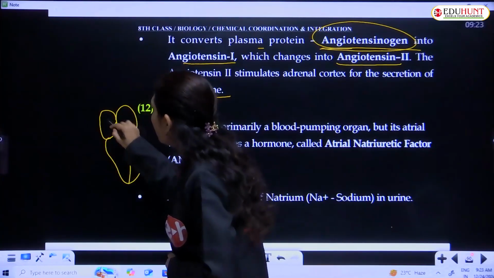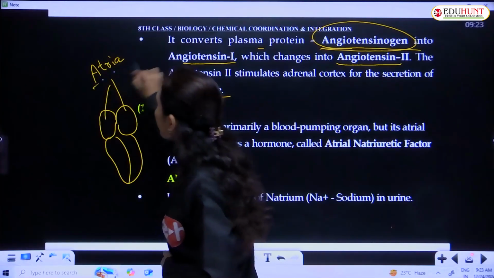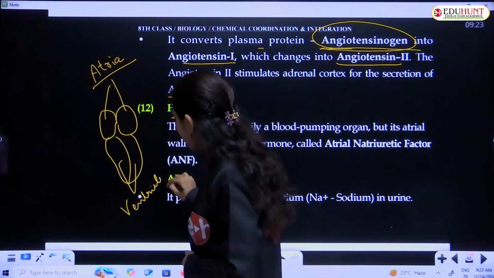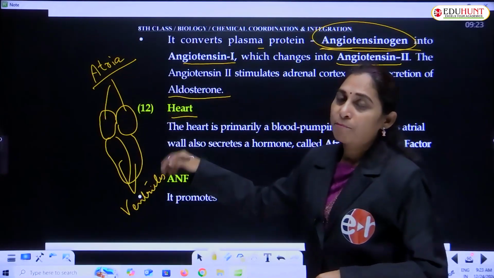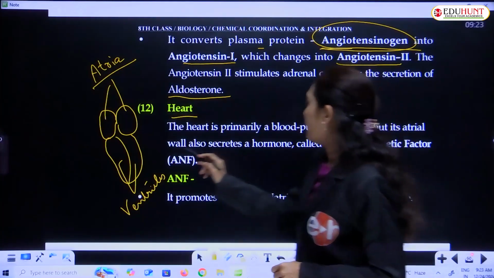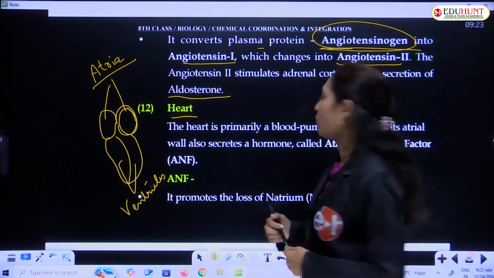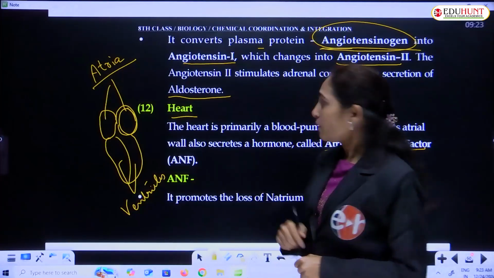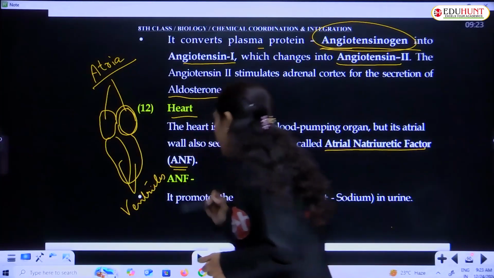These are the 2 atria, auricles, and these are 2 ventricles. It is the blood pumping organ of the body, and these are the walls of the atria. These walls secrete hormones called atrial natriuretic factor, ANF.